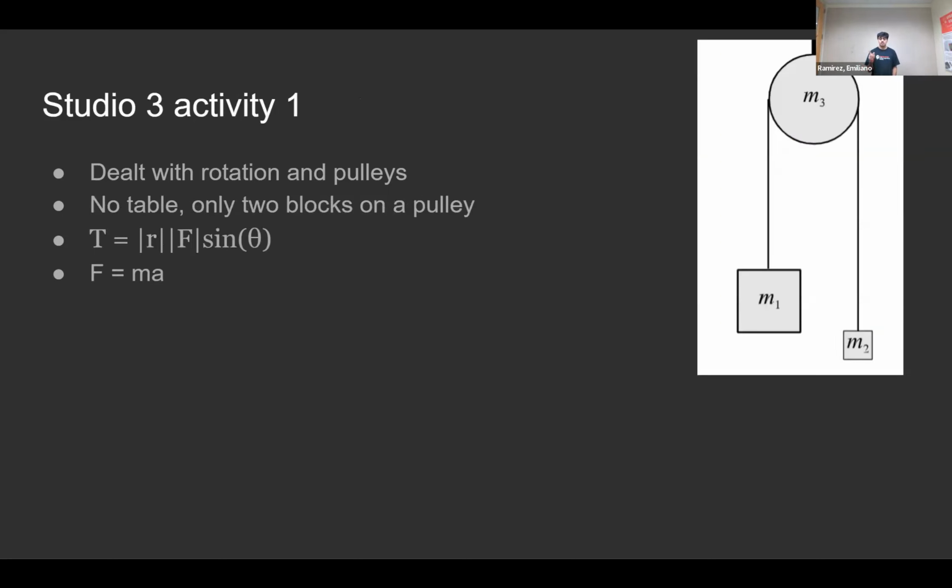And then we've also seen an example in Studio 3, Activity 1. This was just the pulley with two blocks hanging off from it, no table at all in this case. But we were allowed to look at the torque and what was going on with those two blocks and see what went into that equation and what happened.